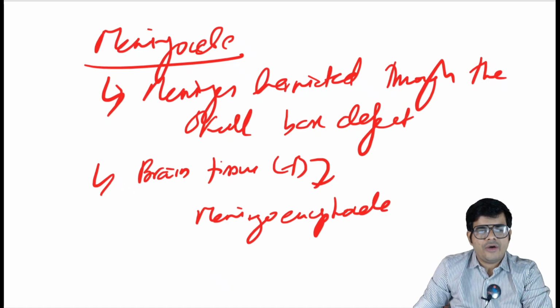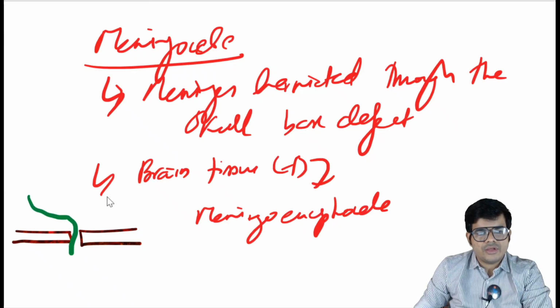So you have the defect like this. Okay, this is the skull base, this is the defect, and you have the various layers. Okay, this is the brain tissue. Okay, if only the meninges is coming out, it is called meningocele. If along with the meninges, you have the brain tissue as well, okay, in that case, then it is what is meant by meningoencephalocele. Okay, now in certain conditions, what happens is that this stalk gets obliterated.